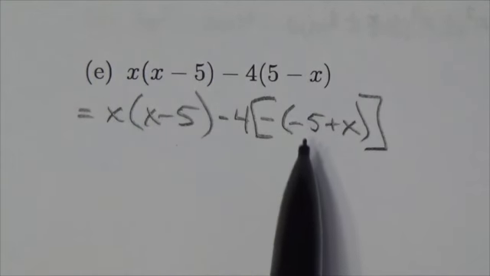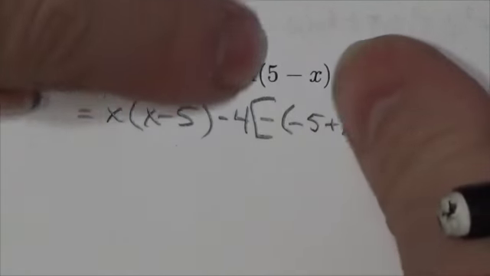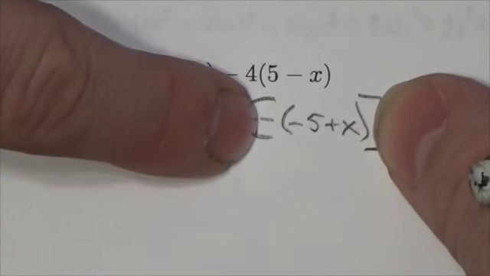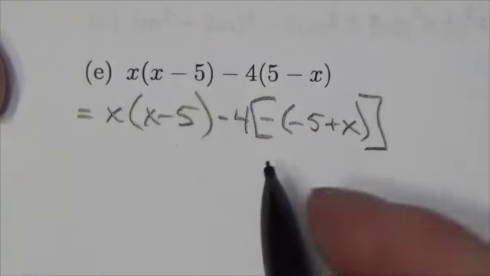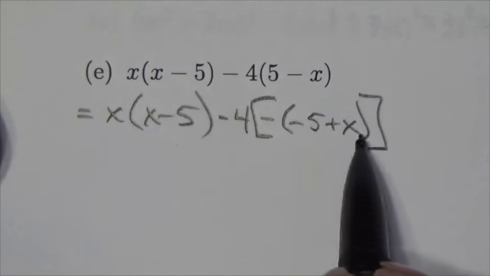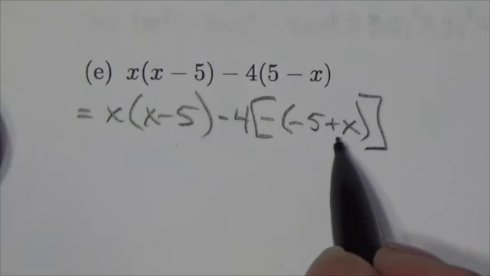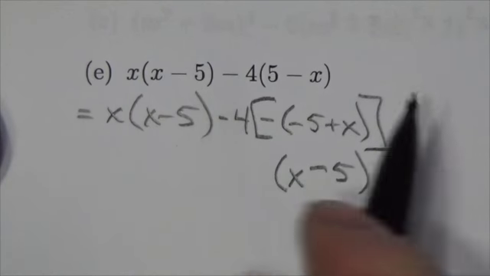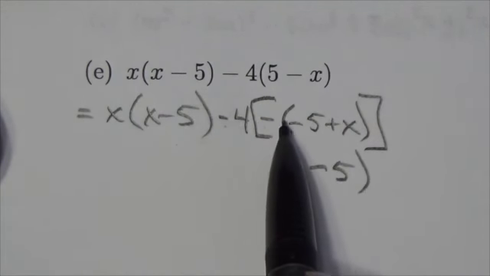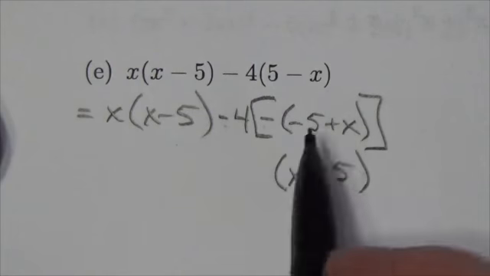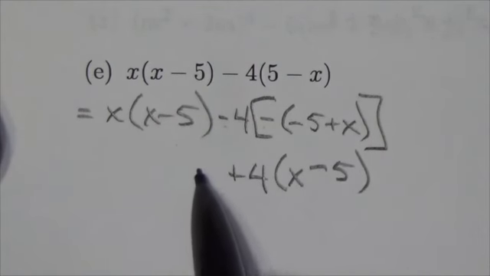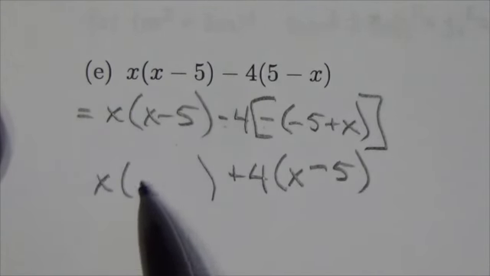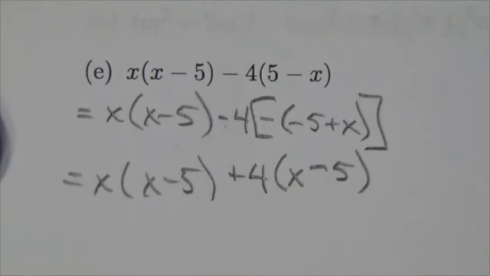So notice I haven't done much with it. I'm focusing just on what's inside the square brackets here. Now, I can change the order of those two terms because with addition, order doesn't matter. So I can make this x minus 5. And then the negatives here, negative 4 times negative 1, is going to be positive 4. And then I've got my original term here, x minus 5.